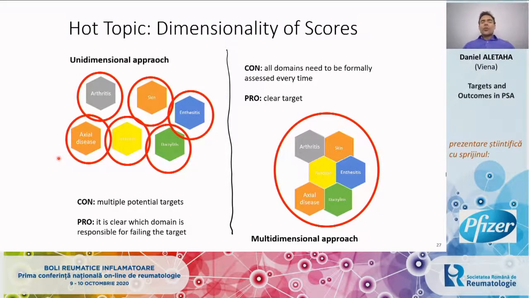You do not know which domain is the problem if you do a multidimensional approach where you lump everything together and you find your total score is not on target. You know the patient is not on target, but you don't necessarily know what the problem is. Is it the skin? Is it enthesitis? Is it axial disease or peripheral arthritis or the nails? The benefit is you have one target only. And if this patient reaches the target, everything must be fine, because otherwise the patient wouldn't reach the target. So it's more a problem if you are not reaching the target.